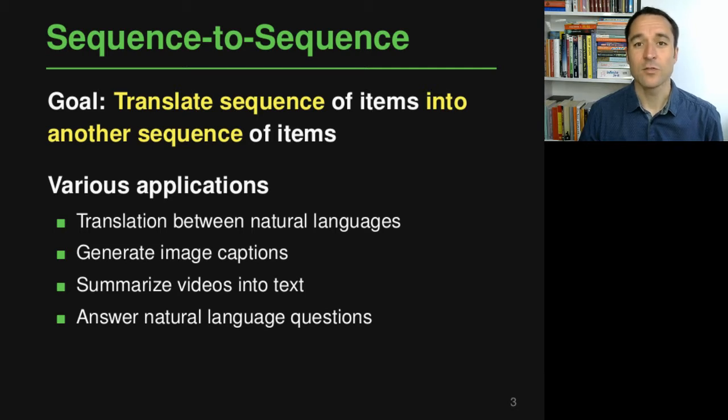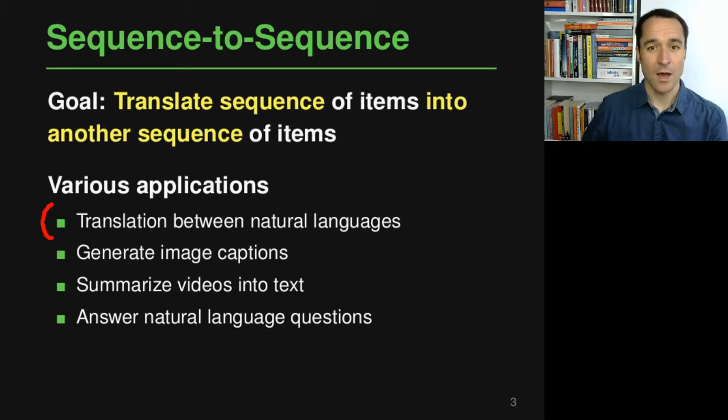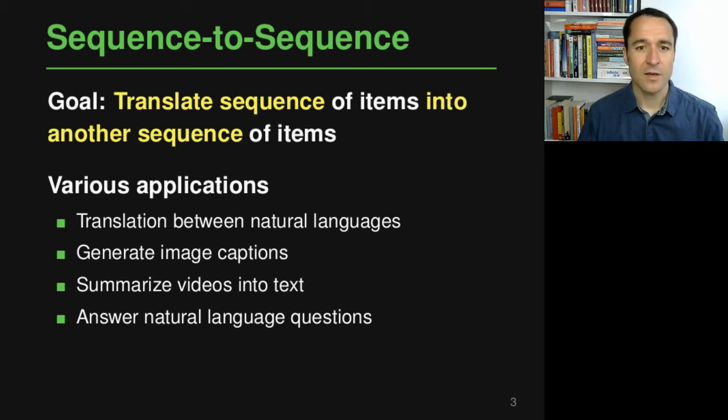So here's a list of a few of the applications where sequence-to-sequence models are used. One, and that's maybe the most popular of all, is to translate between different natural languages. In that case, the input sequence would be, say, a sequence of words in French, and the output sequence would be a sequence of words in, say, English. Another example is to generate image captions. In this case, the input would be some representation of an image, for example, a sequence of pixels. And the output would be a caption, so a sequence of words that describes what is on the image.